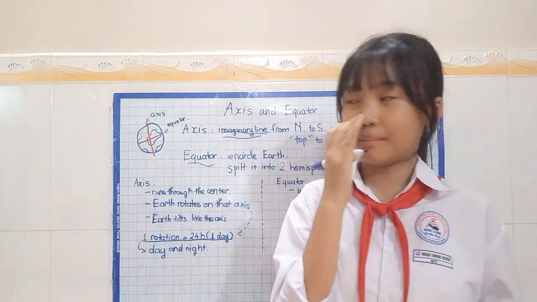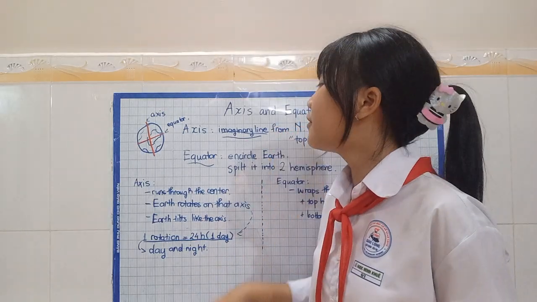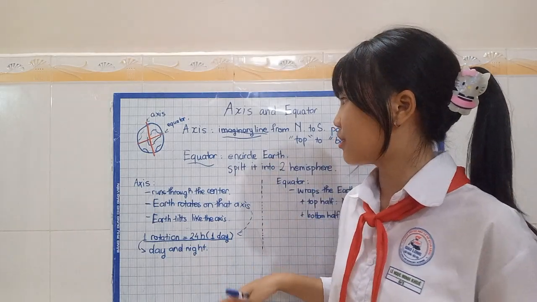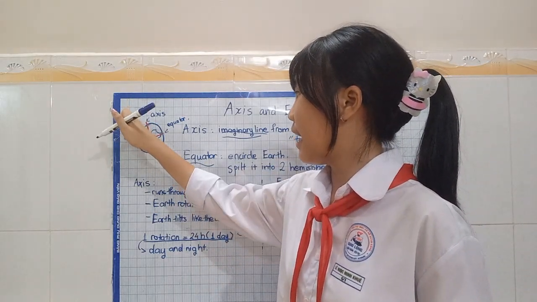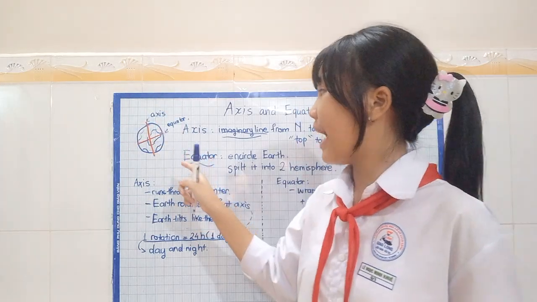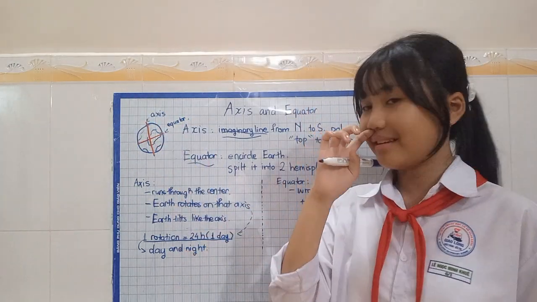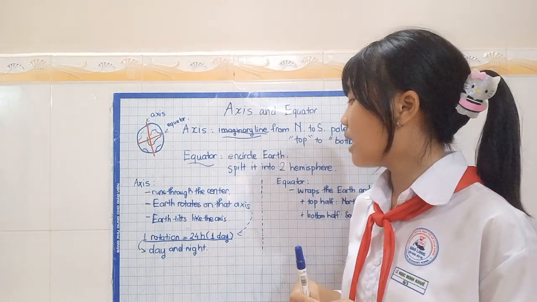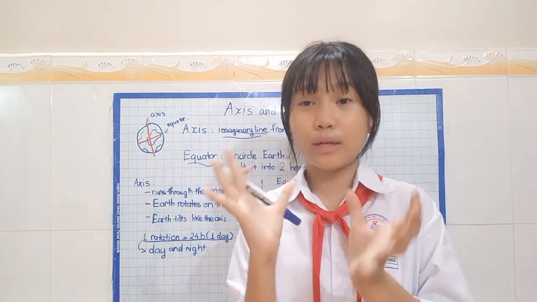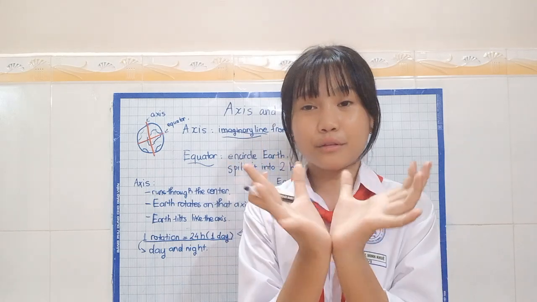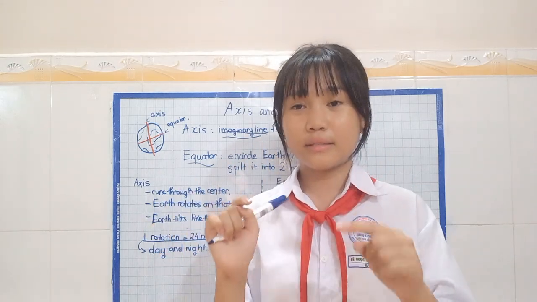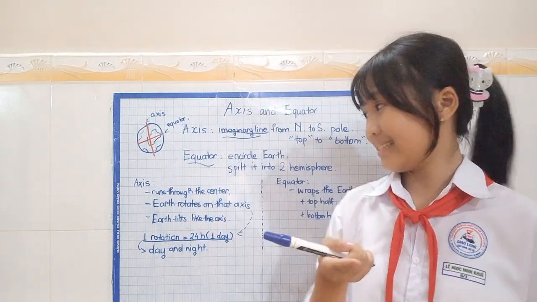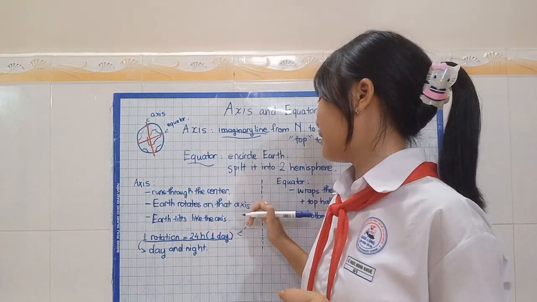Now let's come to some interesting facts about each one. First is axis. As I've said, the axis will run through the center of the Earth. This is the line here, and it runs in the center, not outside, but in the center. And on that line is what the Earth rotates on. You would know the Earth's rotation, right? It does not rotate like this, but because the Earth is tilted, it will rotate in a direction like this. So it will rotate on the axis.